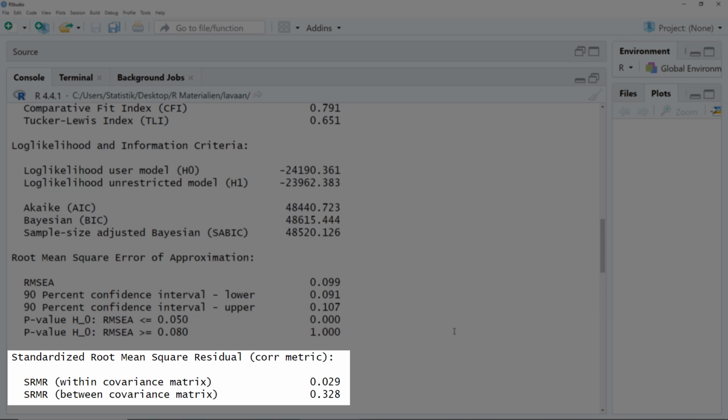One value for the within covariance matrix, that is level 1, and a second one for the between covariance matrix, that is level 2. And here we can see that on level 1 we don't have a problem. 0.029, that's a very good SRMR. So our within model seems to be good. The problem is the between model. It should be lower than 0.08, so this is clearly much too high. Here we have a problem with our level 2 model.